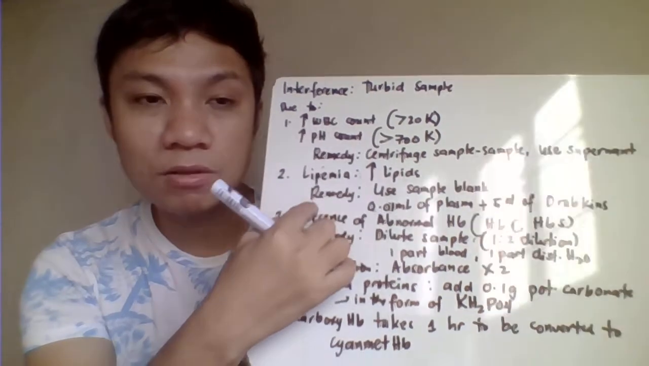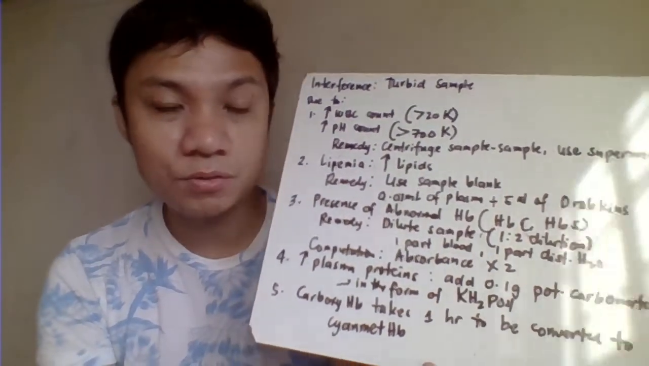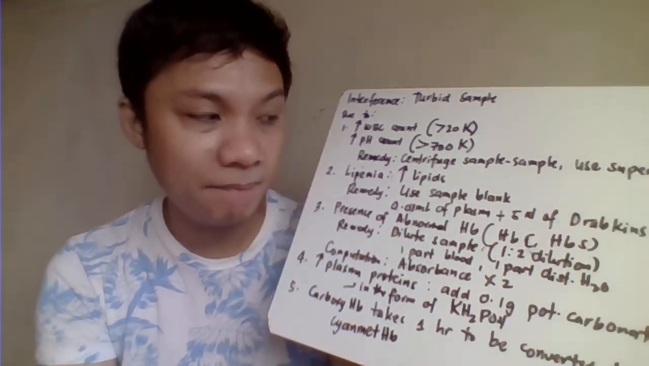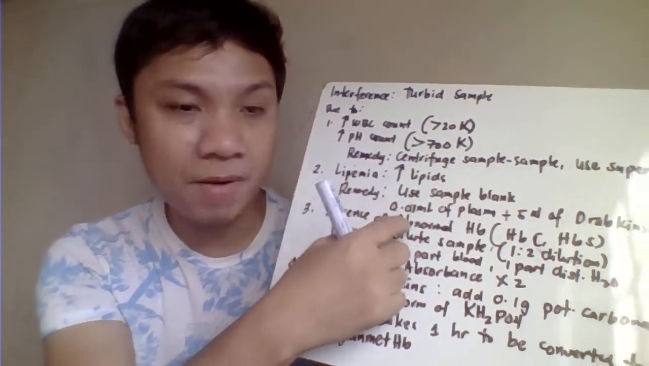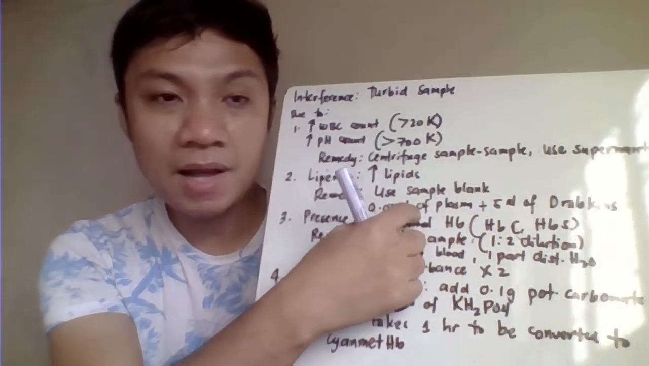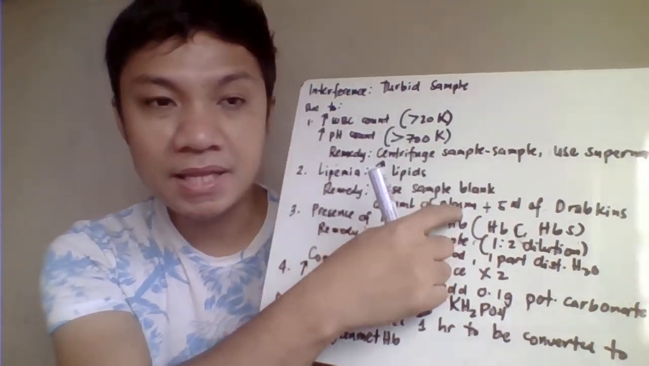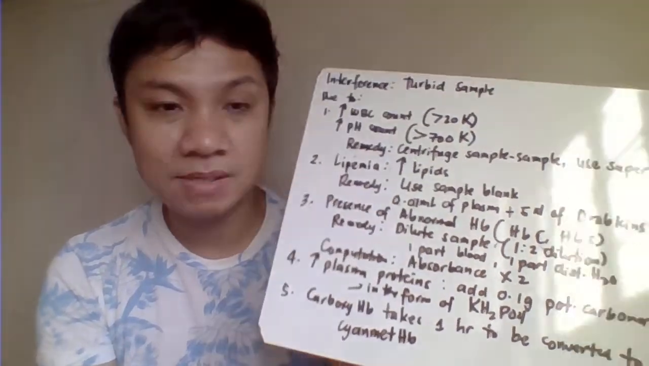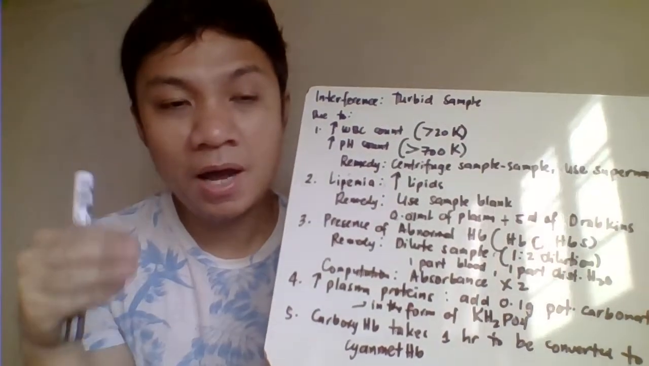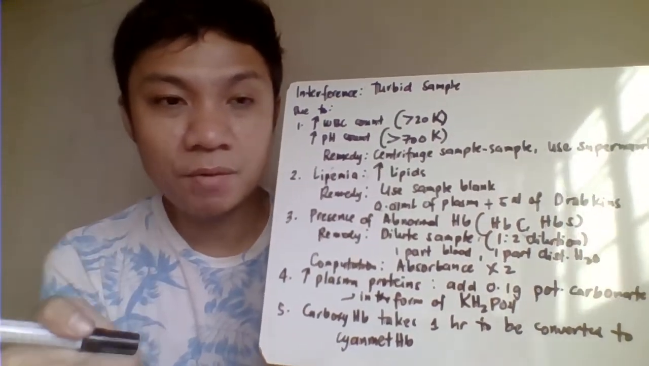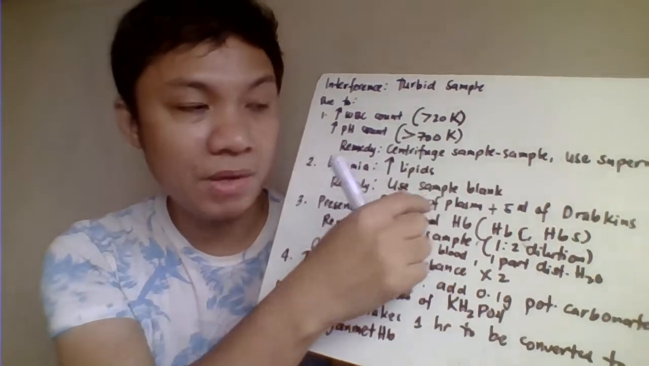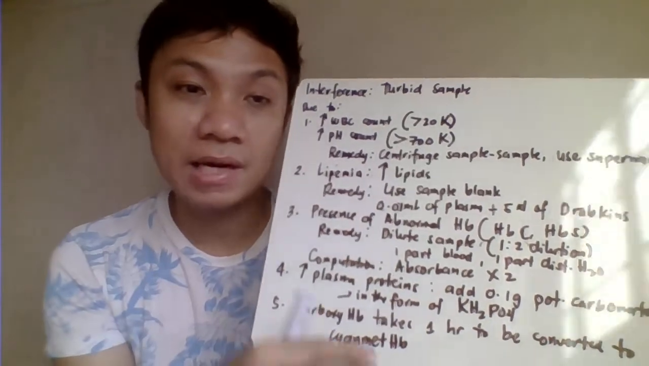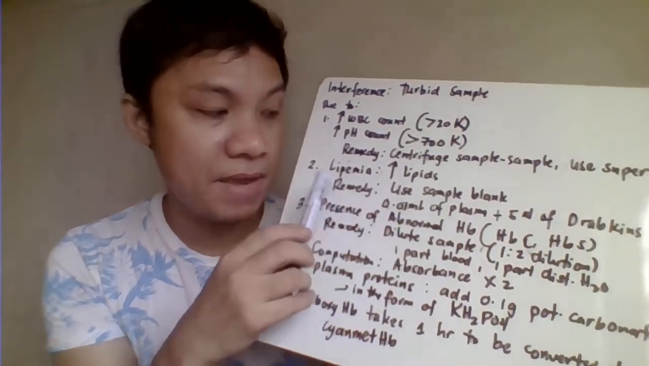For this one, you just need to perform your blanking procedure. For your blank, you need to read your blank right before you read your sample. You prepare your sample blank by 0.01 ml of the plasma of the patient, not the whole blood, plus 5 ml of the Drabkin's. Then before you read the absorbance of your sample, you read first the absorbance of your blank. This would eventually correct for the background related to your turbidity because of your lipemia.